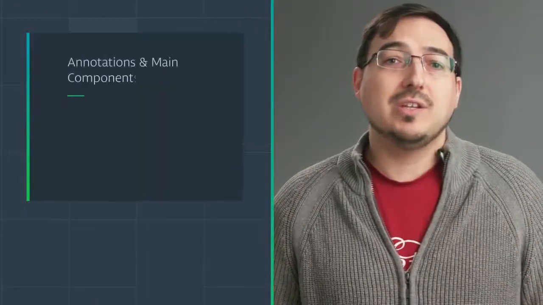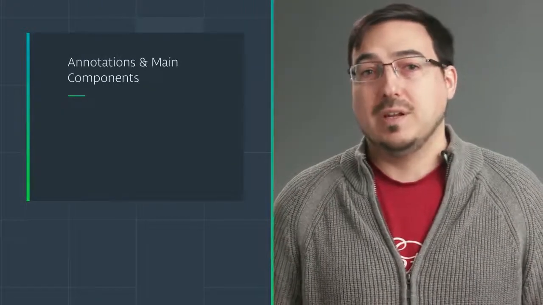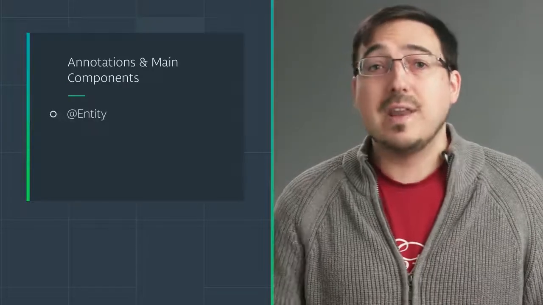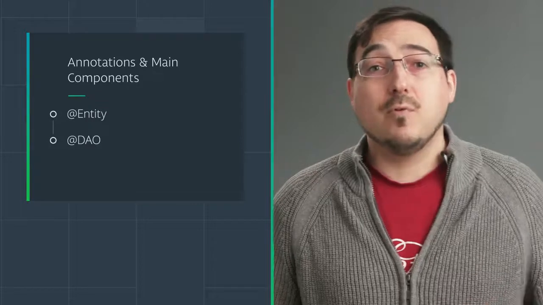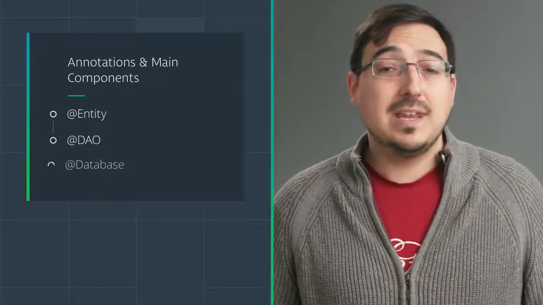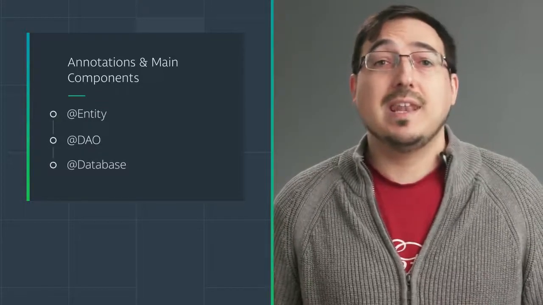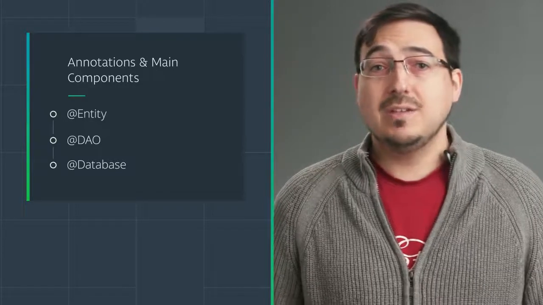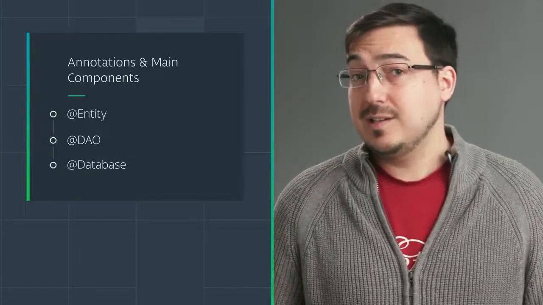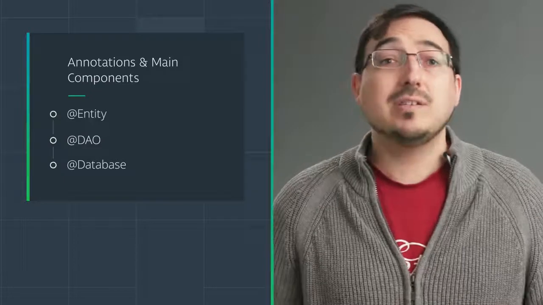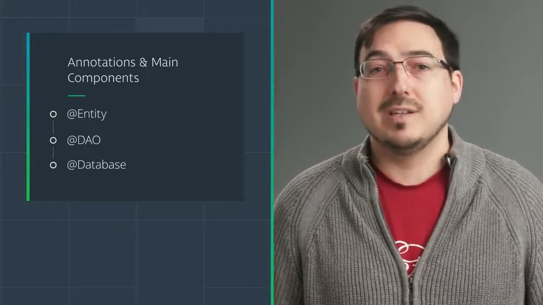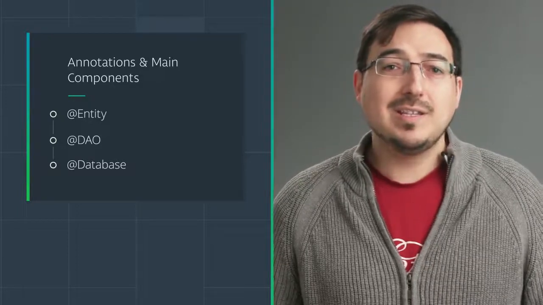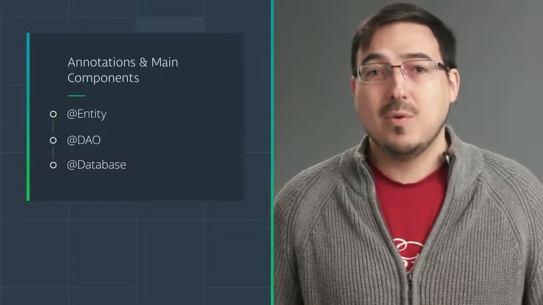Room uses annotations and has three main components: Entity, to define our database tables; DAO, to provide an API for reading and writing data; and Database, which represents a database holder. This will include a list of entities and DAOs and will allow us to create a new database or acquire a connection to our DB at runtime. Now it is time to dive into each of them one by one.